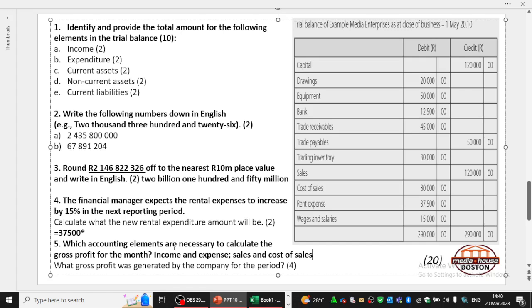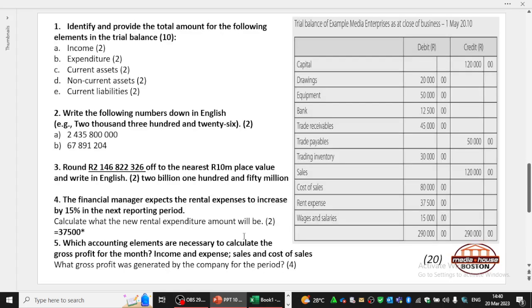That gross profit is your sales minus cost of sales, and these accounts fall within the elements of income and expenses. So in the question, they use different terminologies to try to trick you, to see if you do understand the concept. And then we can move towards the second part of the practical test.